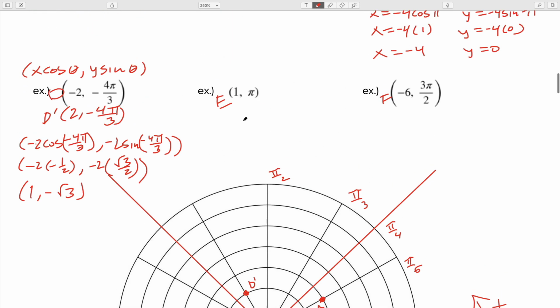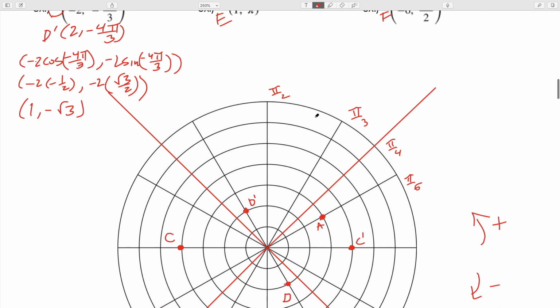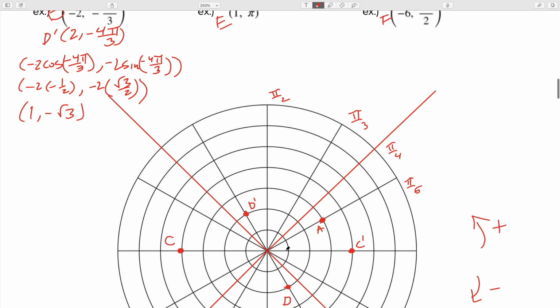All right, so now let's get back to some easy ones. In this one, we have 1 comma pi. So that's nice. We're going to go to 1, and then we're going to be at pi, which is over here. So there we go. So that's E. I was getting so happy with the reflecting, right?